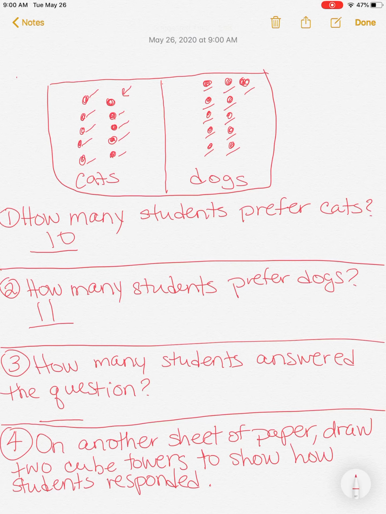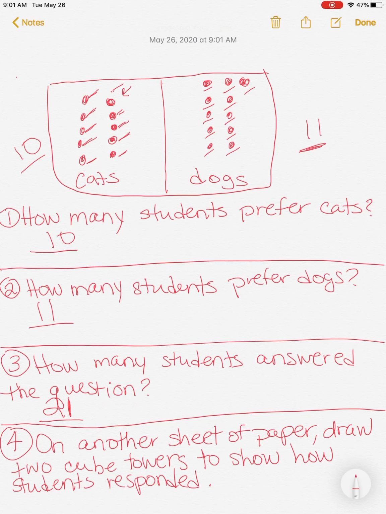For the third question, it's asking how many students answered the question. In order to know that, I have to look at our data and see that we have 10 students who answered preferring cats, and 11 students who prefer dogs. I always like to count on starting from the bigger number. So 11, 12, 13, 14, 15, 16, 17, 18, 19, 20, 21. How many students answered the question in total? 21.